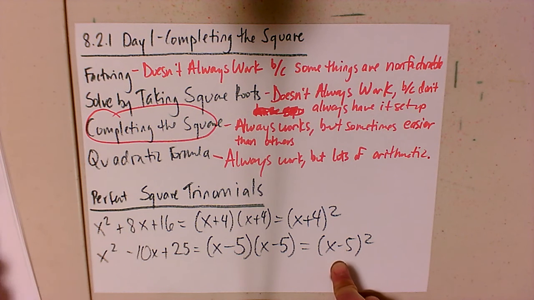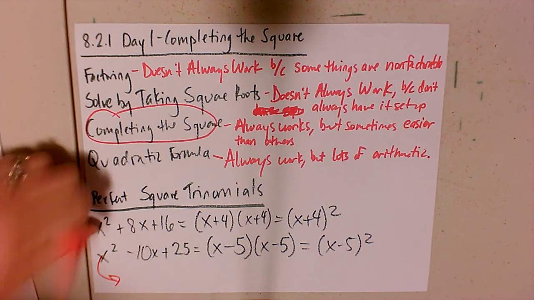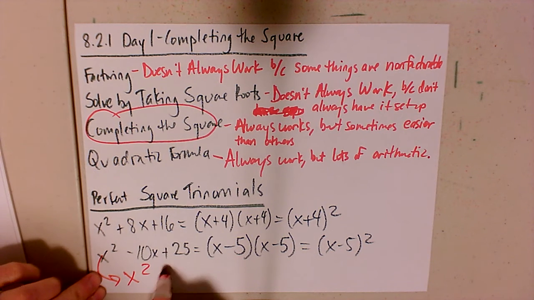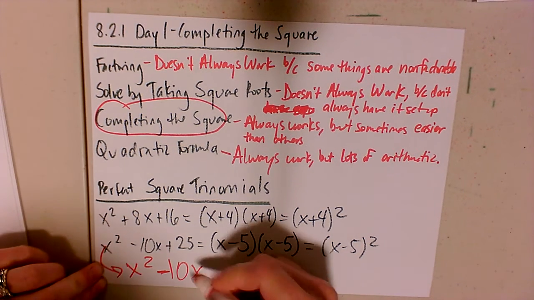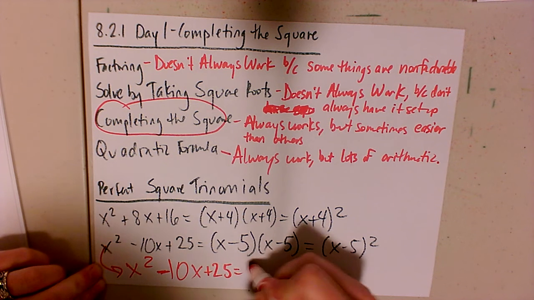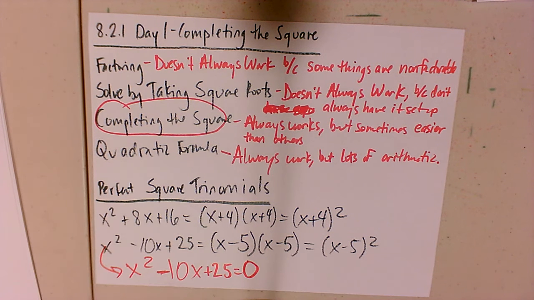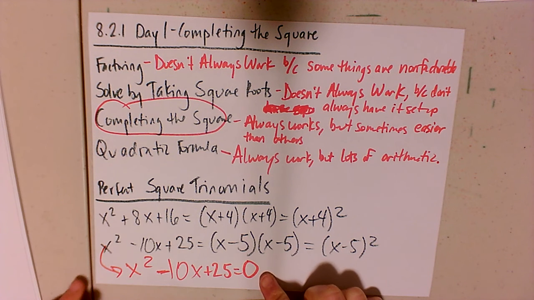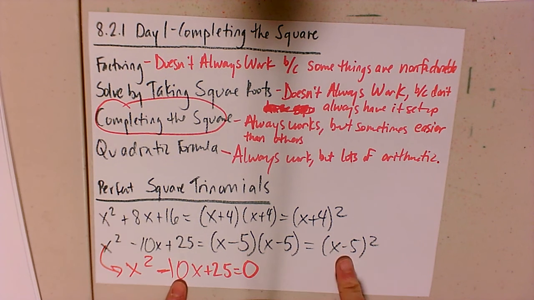Now we're going to have equations. You might have an equation that looks like these. You might have something like x squared minus 10x plus 25 is 0. You can have an equation like that that you have to solve, and then you know it's a perfect square trinomial, so that would make life really easy.